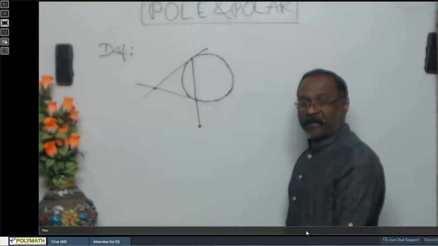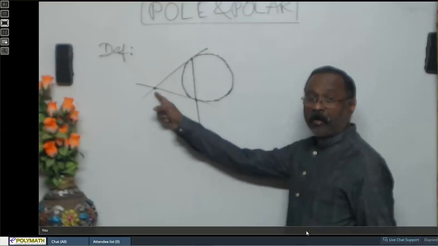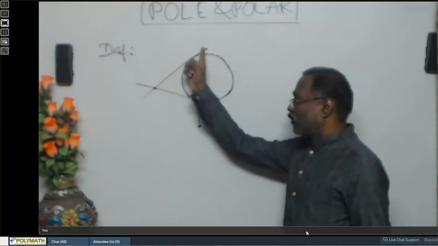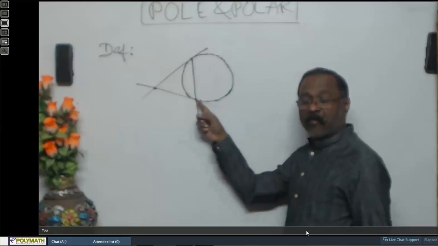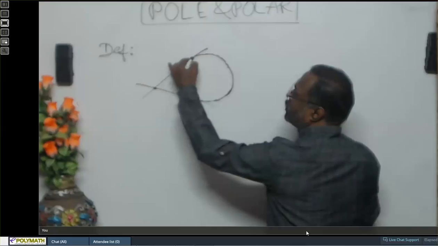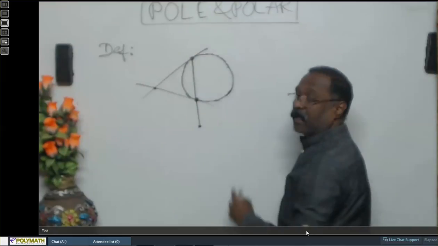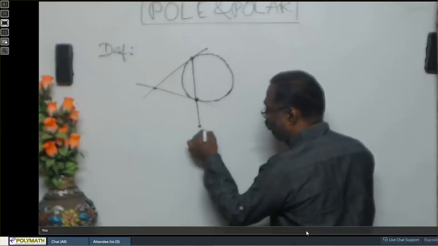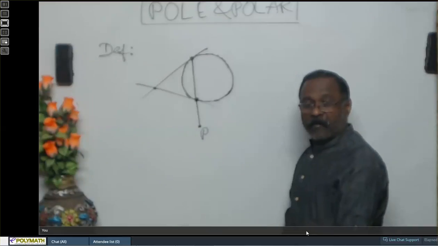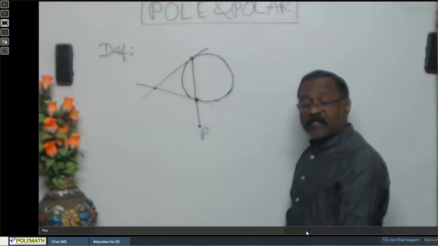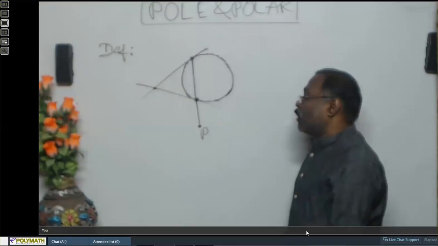I repeat, the locus of point of intersection. This is the point of the locus. The locus of point of intersection of the tangents, where the tangents are drawn at the extremities of the chords. How the chords are? Passing through a fixed point. Let me say the fixed point as P. Passing through the fixed point P always forms a straight line which is called the polar, and the fixed point is called the pole.